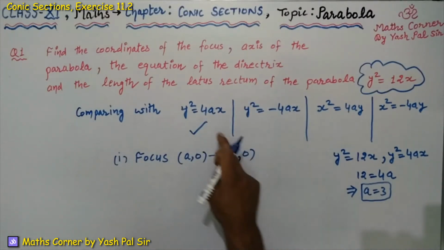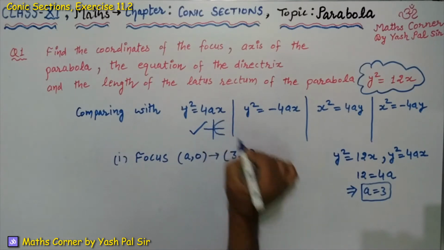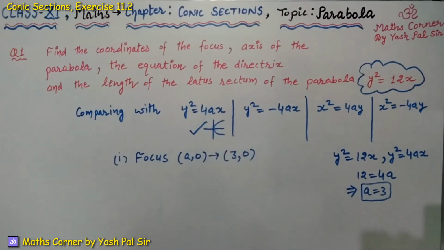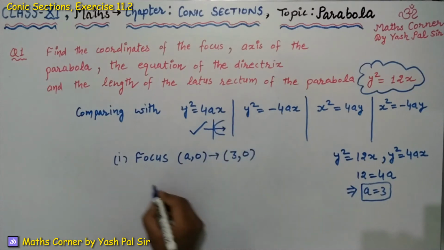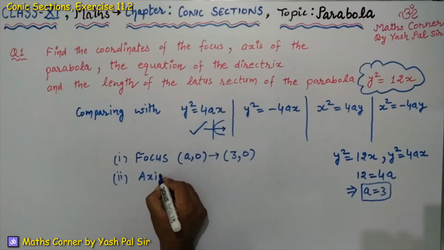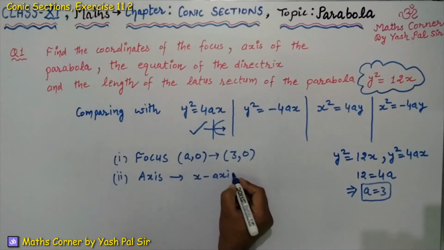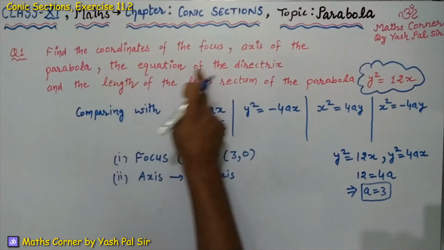Second, axis of the parabola. Now we know the equation of this parabola. This is a right-handed parabola. Axis, that is the x-axis. So second, we write here axis: x-axis.